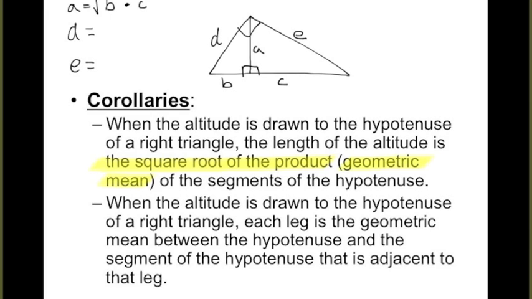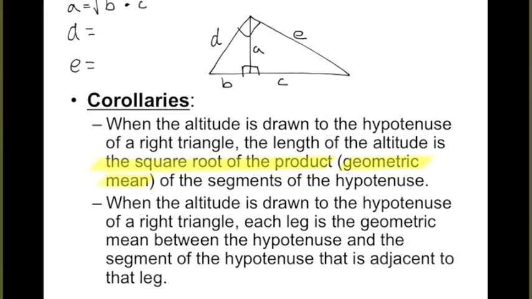So some of your problems tonight are going to ask you to find the geometric mean between two numbers. You're going to multiply them and take the square root. That's how we find a geometric mean. That's what geometric mean means, is to do a square root of a product.